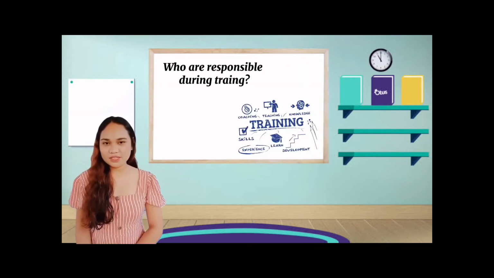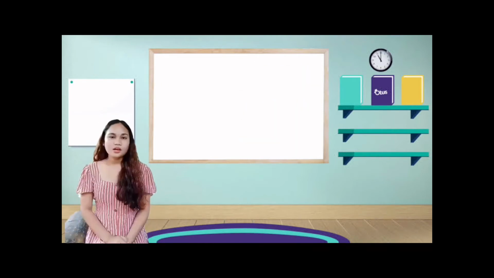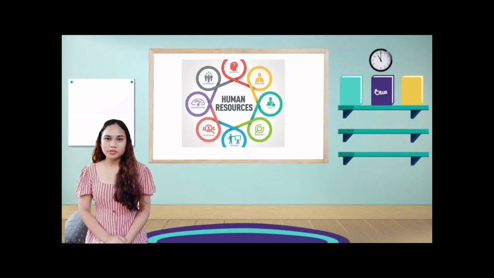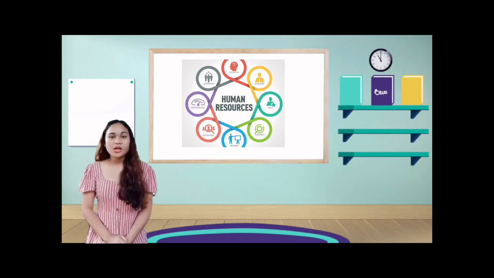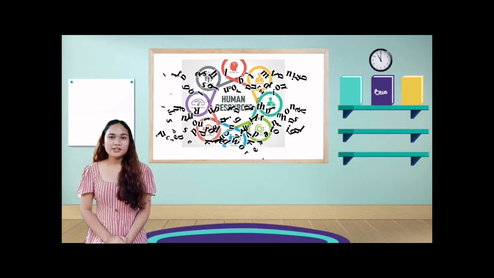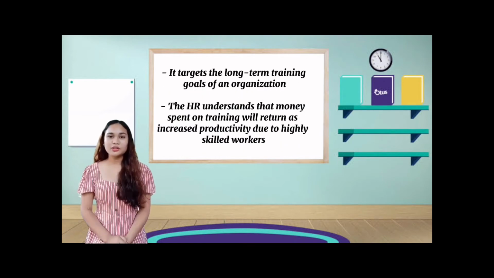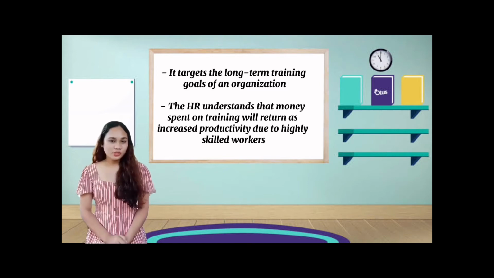Who is responsible during training? A company needs both human resource and operations to have an effective employee training. Human resource. It targets the long-term training goals of an organization. The HR understands that money spent on training will return as increased productivity due to highly skilled workers, so it can help operations to realize the long-term returns.